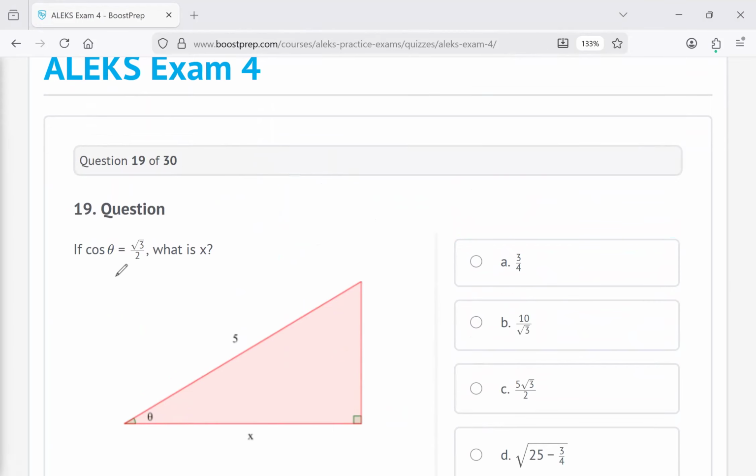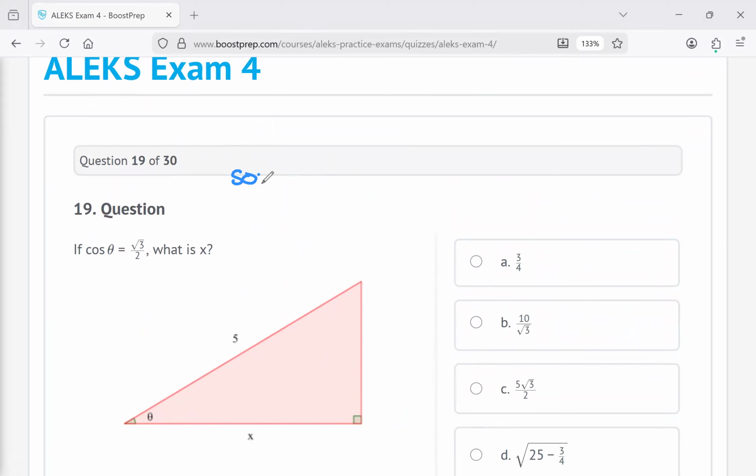If cosine x equals radical 3/2, what is x? So what do we know? They give us a triangle, they give us an unknown theta, they give us a side length x, and then they give us a hypotenuse of 5, right? So what I could do is use what I know.